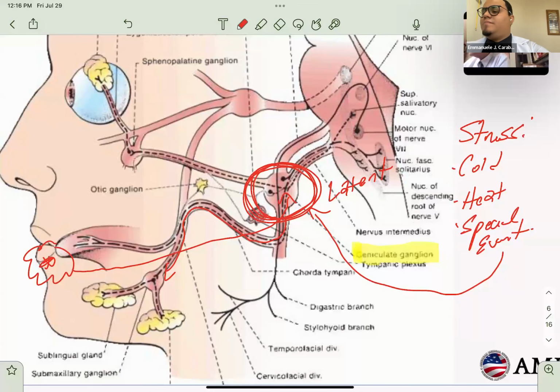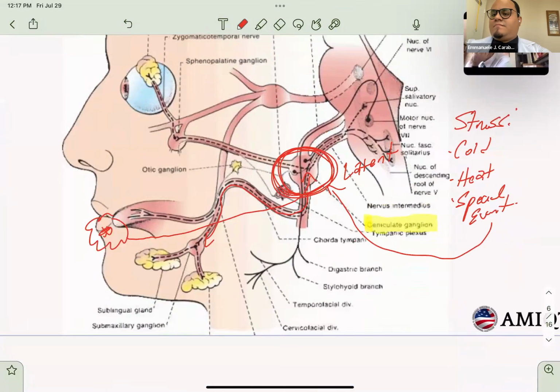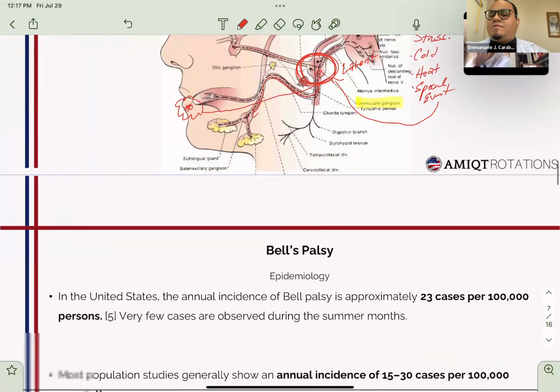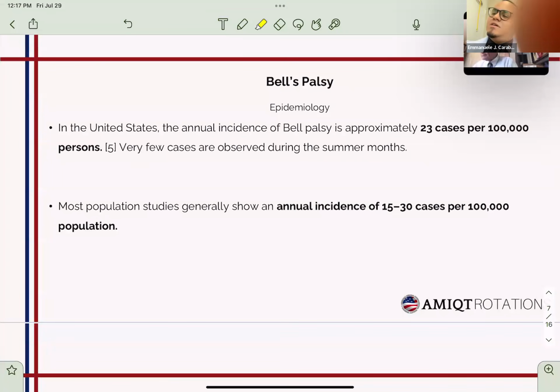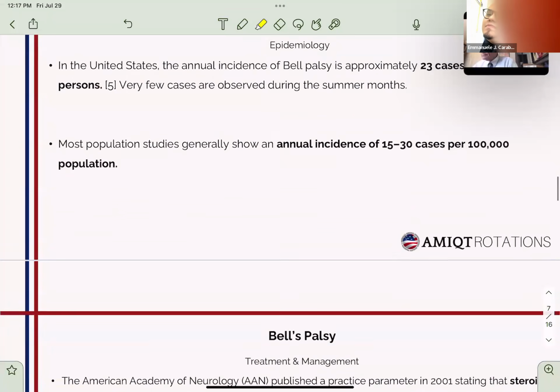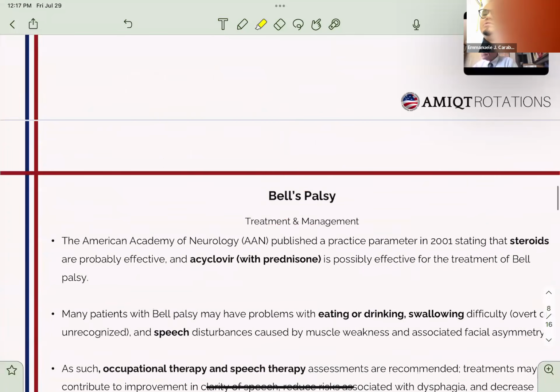Some patients recover completely from this, but other patients have a remnant of this illness and inflammation. If you have any question, you can stop me anytime. I'm trying to be as clear as possible. Now, what about epidemiology? Usually we have 23 cases per every 100,000 persons in the United States. And worldwide, we usually have 15 to 30 cases for every 100,000 population. It's kind of common, as you can appreciate.